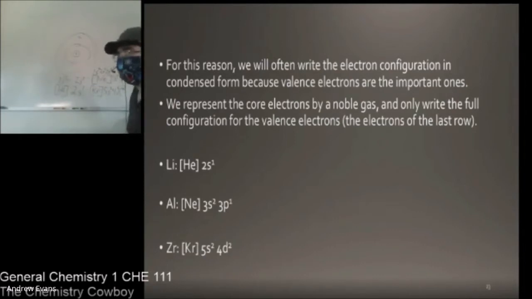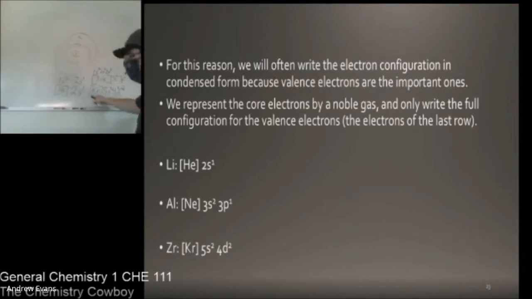Otherwise, you have to do it all the way across. If you don't know how to read the table, you don't have the S and the D, you might have to do the whole thing and then simplify. But if you know how to read the table and you find where it's at, you can start from krypton and work our way down. Please note, we will only use the noble gases. We will not say strontium 4d2.